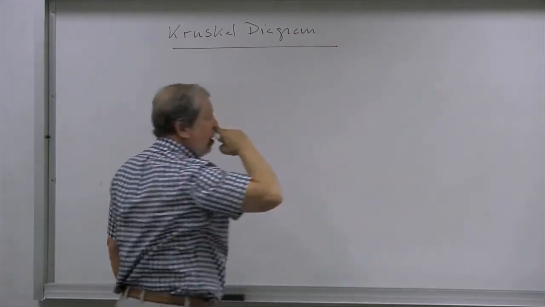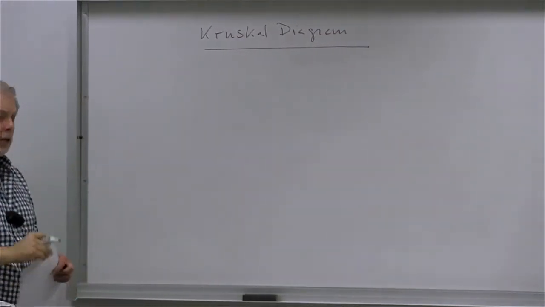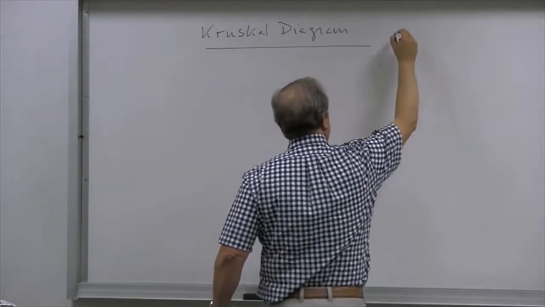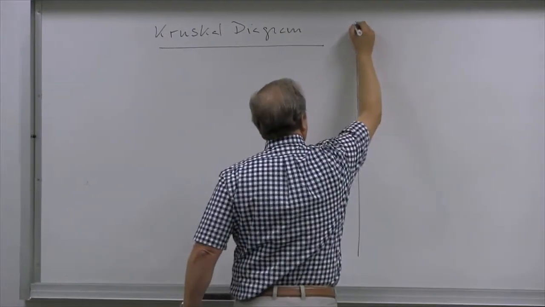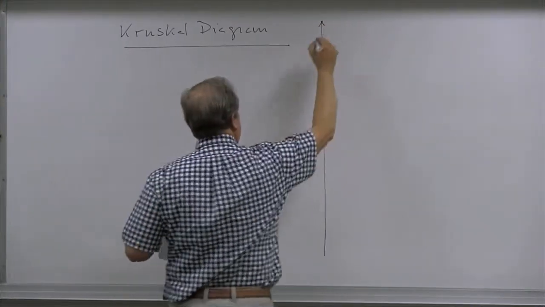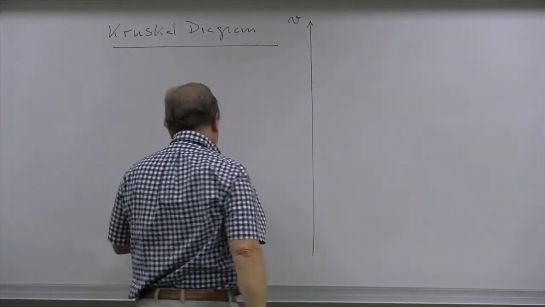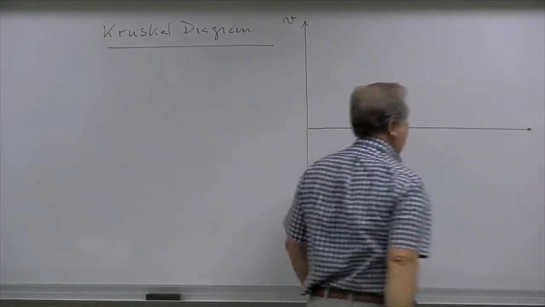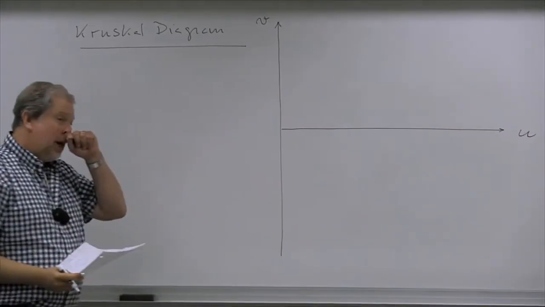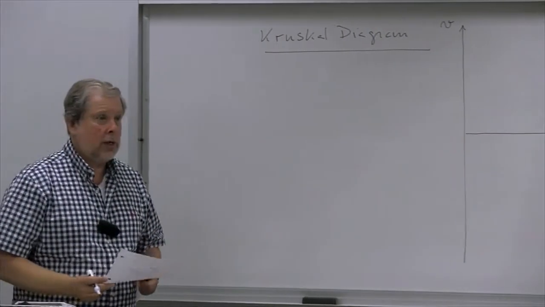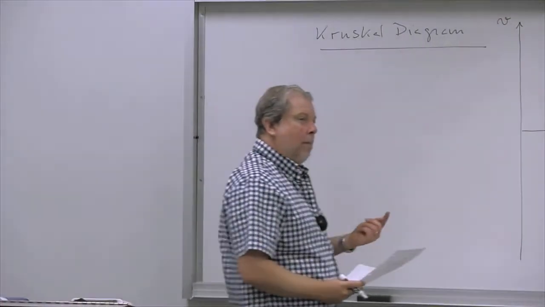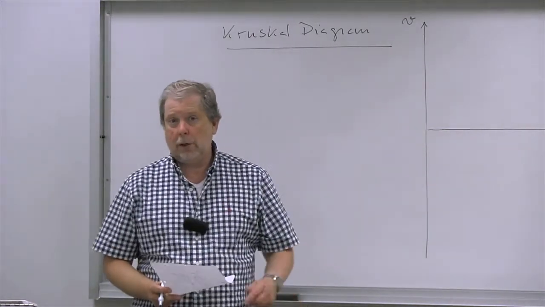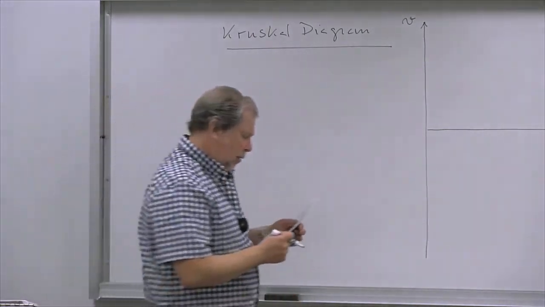So in a Kruskal diagram, you draw things in terms of this coordinate that he talks about, right? One coordinate, the vertical one, is going to be the v, and then we have the horizontal one, which is the u, right? And so now, based on what we discussed a moment ago, we can map what happens for one observer into what happens in these Kruskal coordinate systems, right?